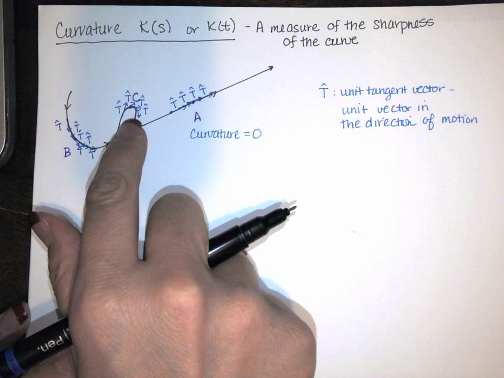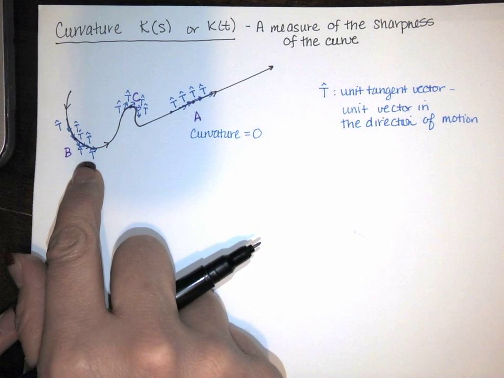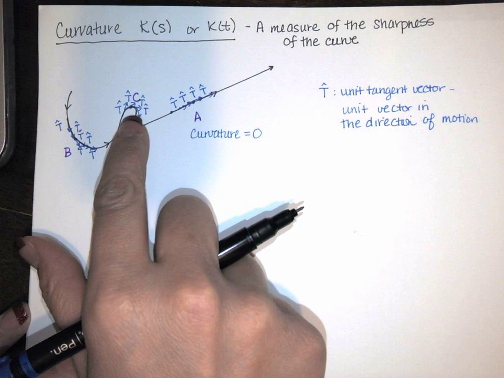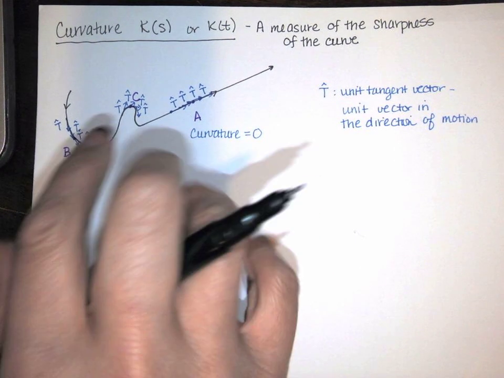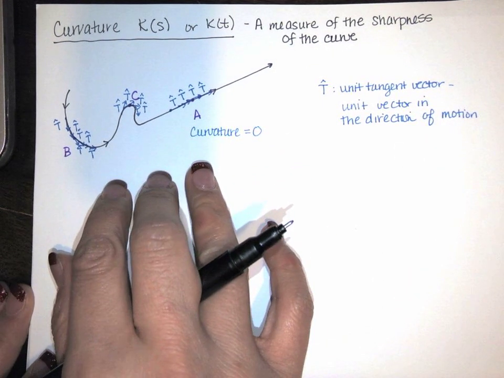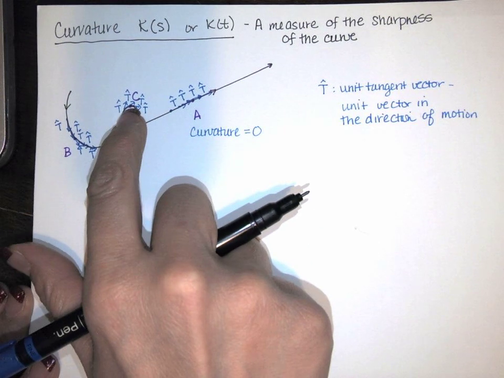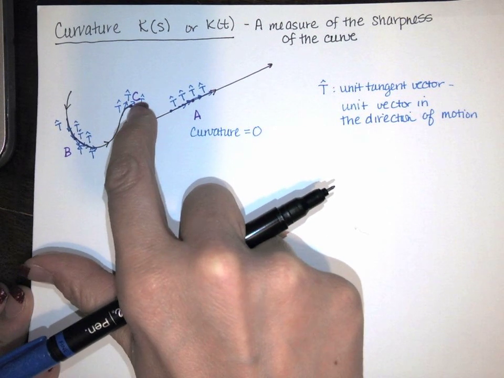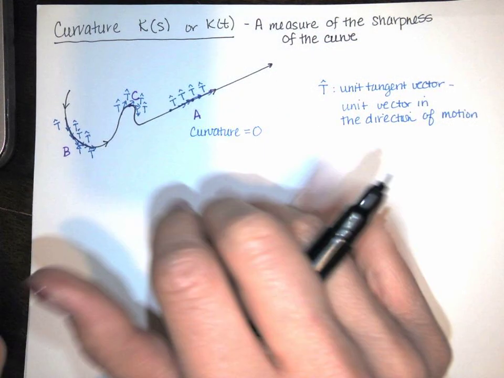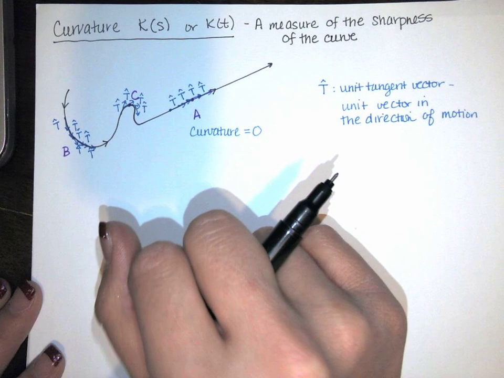That means the curvature here is larger than the curvature here, because these vectors are changing a lot faster than these vectors are changing. I'm saying faster as if we're parameterizing this curve with t, but it's really about how this changes as the arc length changes, as we move along the length of the curve. It really doesn't have anything to do with time or how fast we're going.